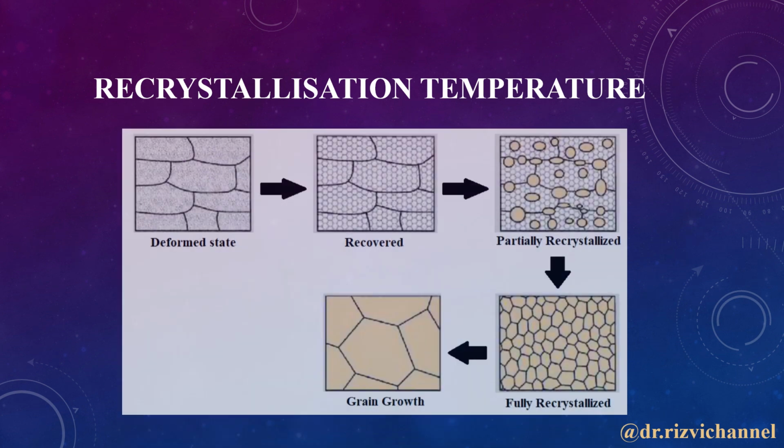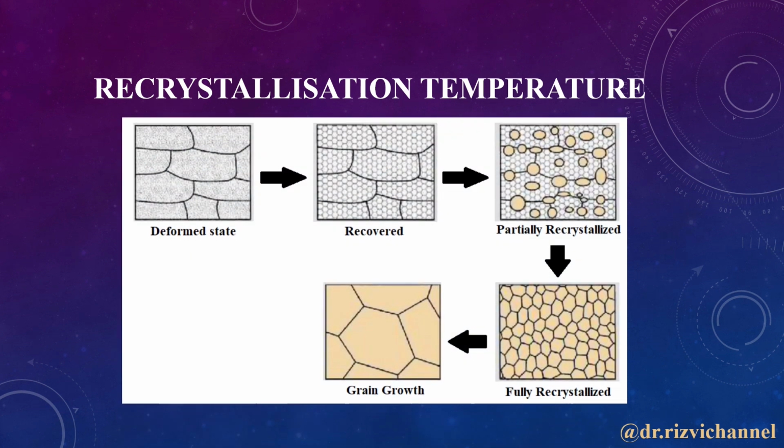These are the stages of recrystallization. First image is showing the deformed state of the grains. On heating, the grains start to recover, and on partial recrystallization, the grain boundaries are shown like this. When these grains are fully recrystallized, the grains take proper grain boundaries and they are well aligned. And on further heating, the grains start to grow.